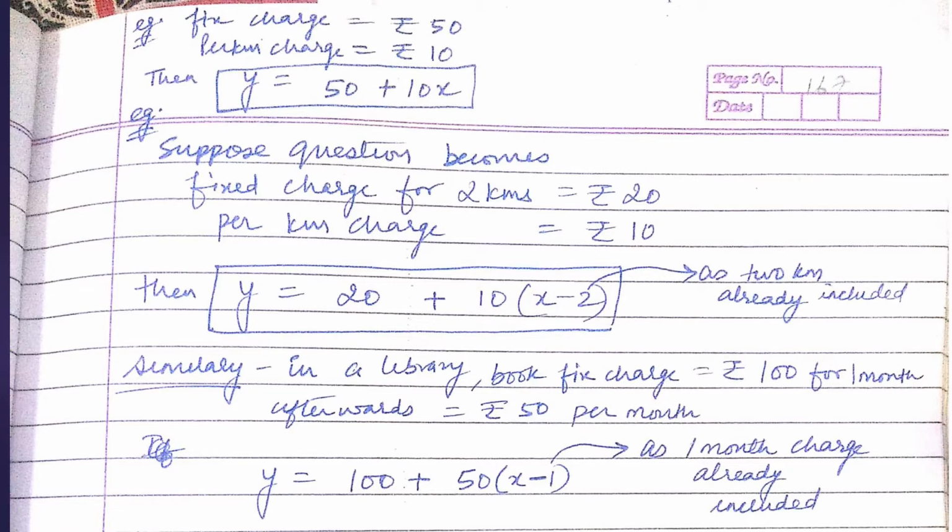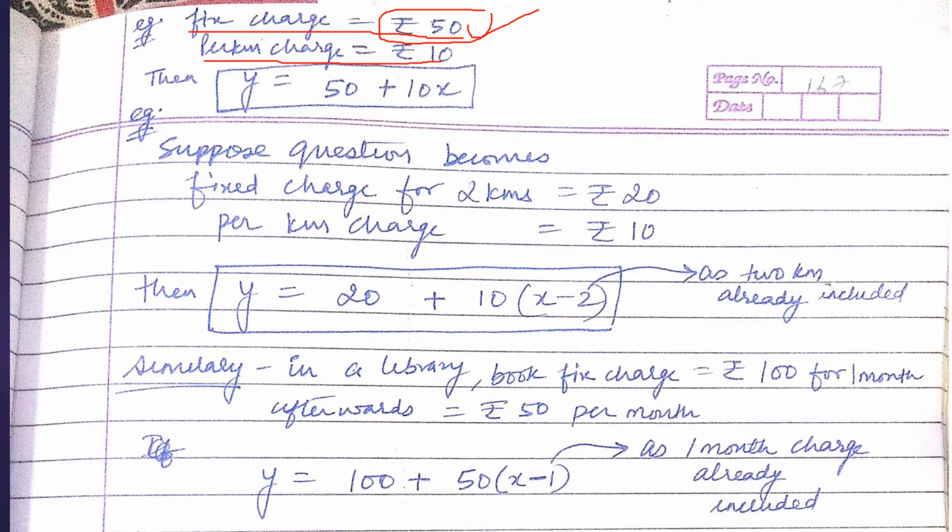In case there is a new taxi driver who has different charges. He says, I will take a fixed charge of 50 rupees. It is only a fixed charge, not for 1 kilometer, not for 2 kilometers. Only 50 rupees I will take as soon as you sit in my car. The moment you sit in my car, you have to give me 50 rupees. Okay. Then per kilometer I will charge 10 rupees.